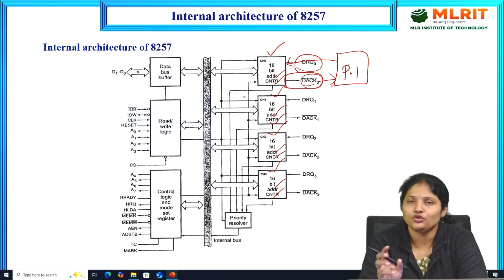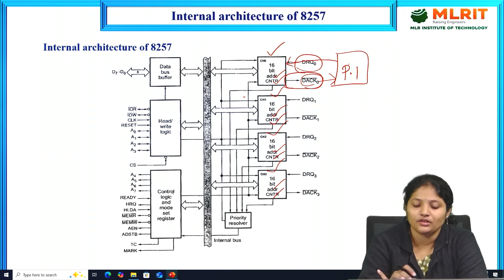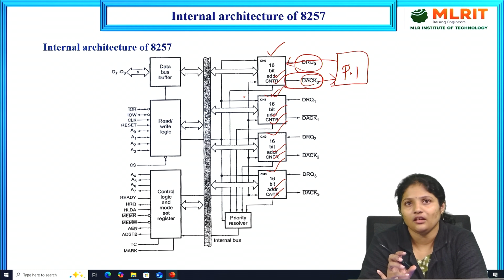If there are 2 peripheral devices requesting data from the memory using the same DMA controller, by using 2 different channels like CH0 and CH1, channel 0 and channel 1 are requesting the data. So which channel will get the first option to connect its peripheral device to the memory?